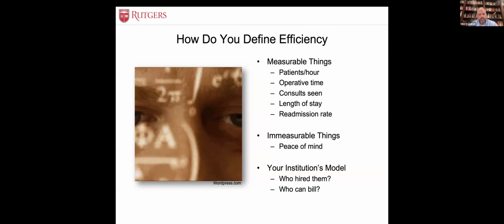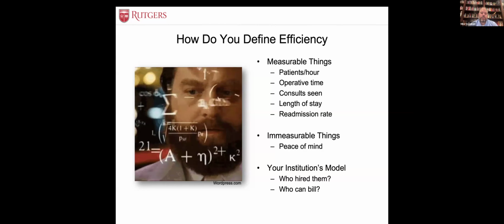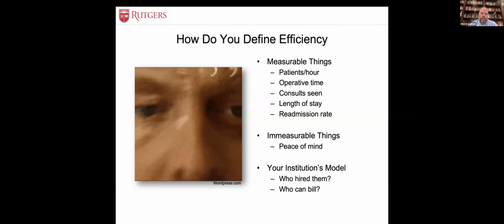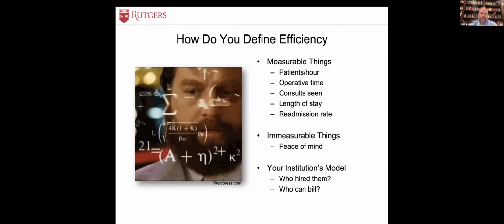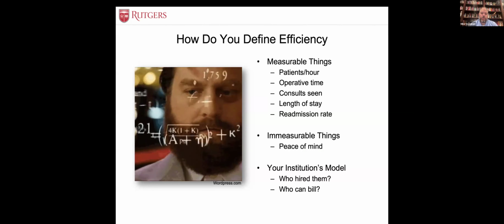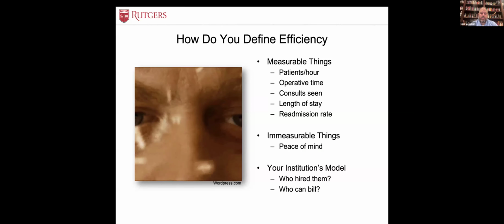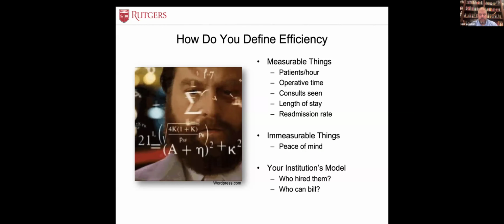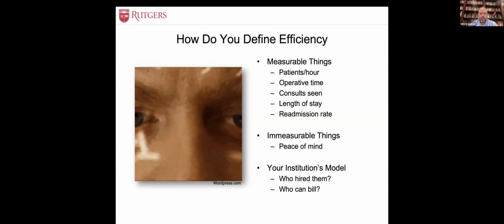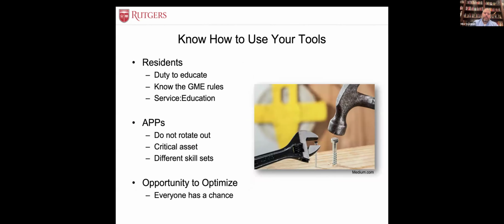And again, one of the other things you got to sit back and think about, along with your measurable and your immeasurable things, is your institution's model, right? Who's hiring the APP and who can bill? In our particular model, the hospital actually hires the APP for us, okay? Which means that their services cannot be billed for at all. So since I can't bill for RPA, how I utilize RPA's services and how we have him seeing patients and what we have him doing is a lot predicated on that, because we can't use that as a revenue generator. So that's also an important thing to think about.